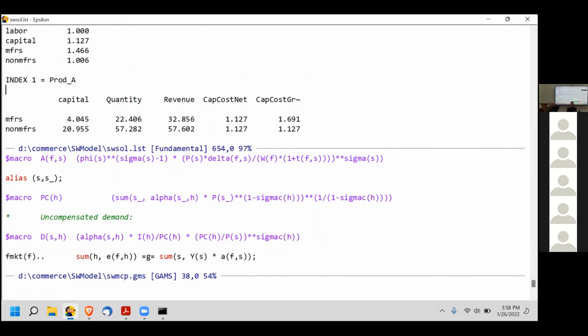So we can see that we're putting a tax on capital in the manufacturing sector. The net price is 1.13. The gross price is 1.69. It shows revenue, the quantity, and the capital input.